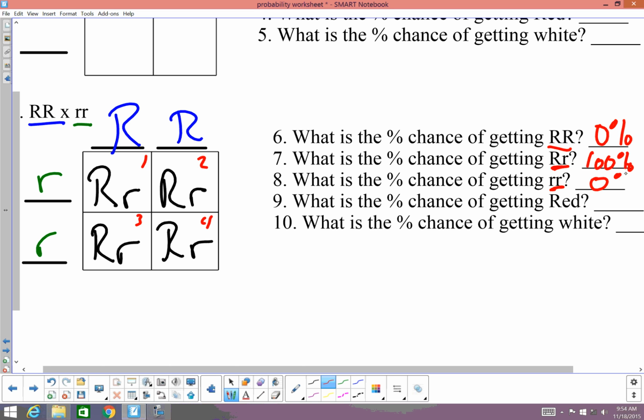Do you see any that look like this? No, so that's 0%. Now, what is the percent chance of getting red? Well, let's see. There's a capital R here, they're red. There's a capital R here, they're red. Anytime that capital R is there, it's going to take over. It doesn't matter if they're carrying a white one, a white recessive. They're red and they're red. So your answer should be 100%. And finally, what is the percent chance that the offspring will be white? 0%.